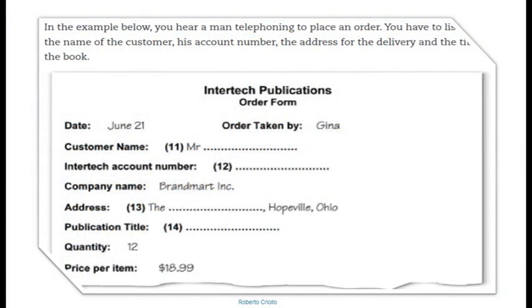Example of an information transfer item. The test taker has to listen to a man who's telephoning to place an order and just fill in with the information that the customer is giving.